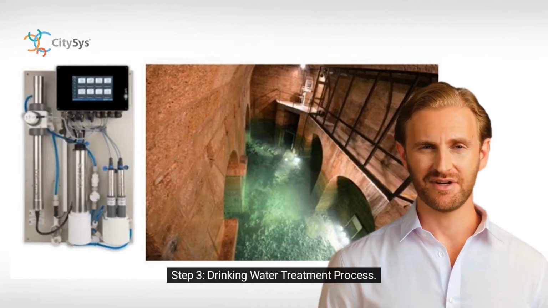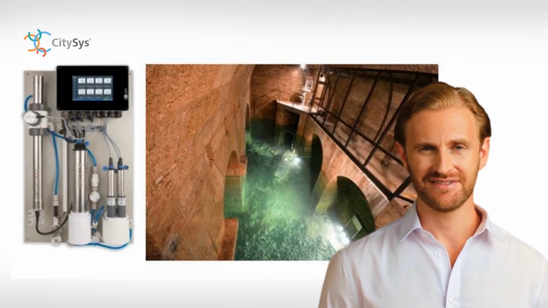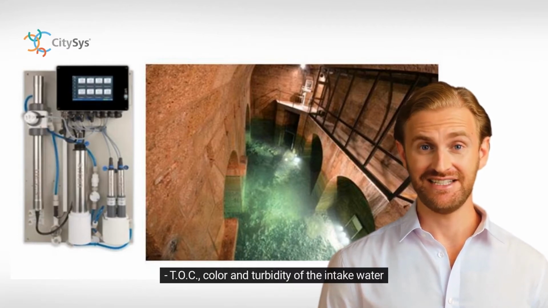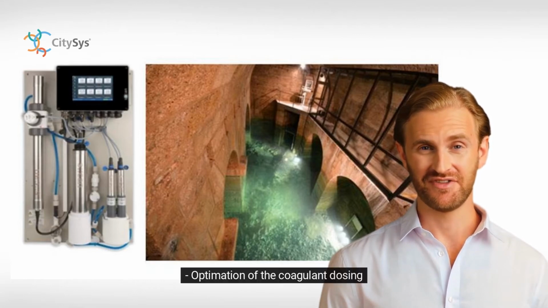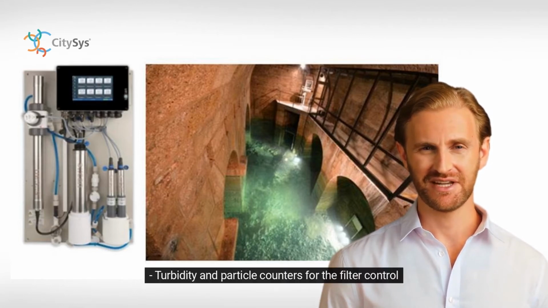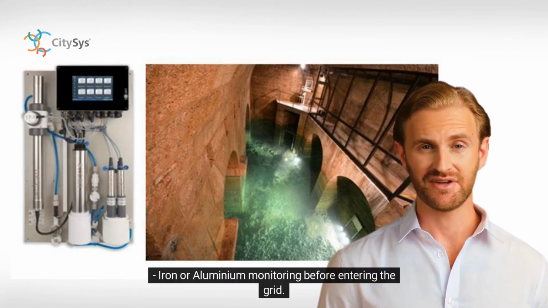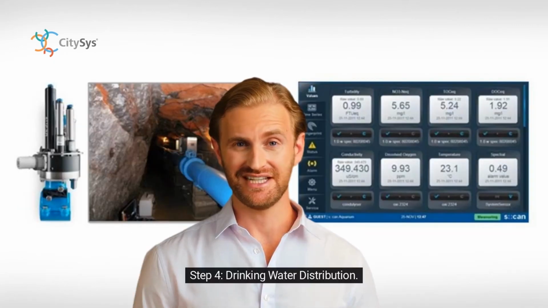Step 3. Drinking water treatment process. The drinking water treatment process is controlled by the following analytic solutions: TOC, color, and turbidity of the intake water, optimization of the coagulant dosing, turbidity and particle counters for the filter control, dosing of disinfectant, iron or aluminium monitoring before entering the grid.